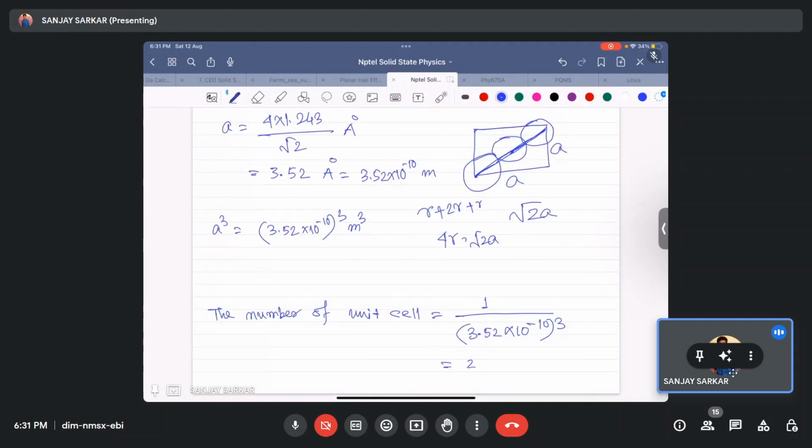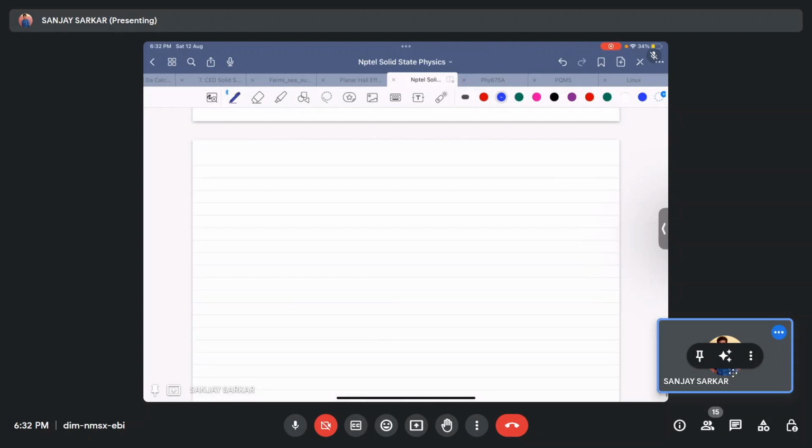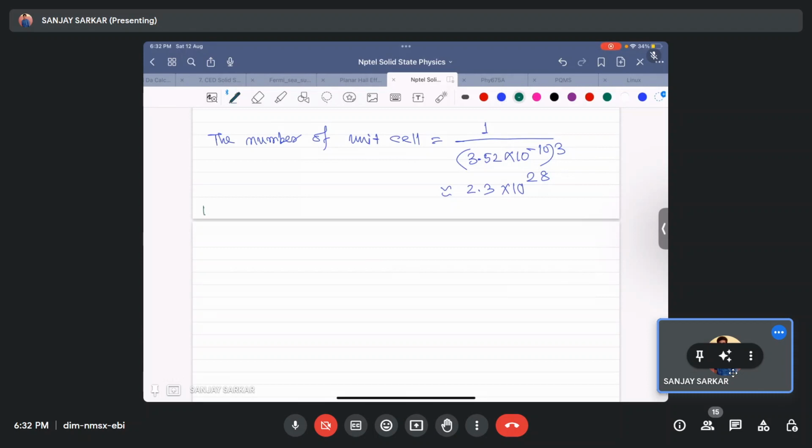So you got 2.3, so this is 2.3 into 10 to the power 28. Yeah, it's correct. 3.52 cubed, so 1 divided by 43.6. Yeah, 2.29, so 2.3 into 10 to the power 28. Yeah, correct. So option A is correct. So this is also clear, I guess. Right?